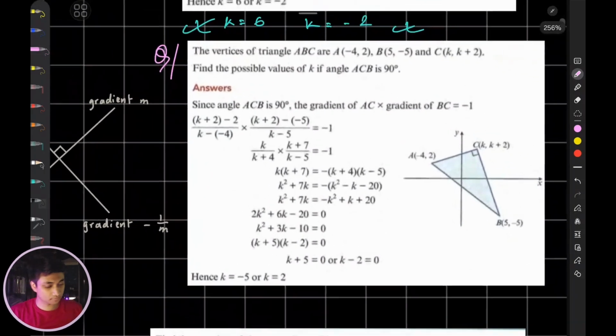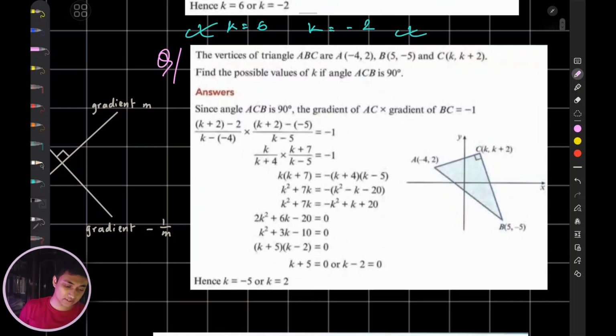For example, in this one, the vertices of triangle ABC are A (-4, 2), B (5, -5), and C (k, k+2). Find the possible values of k if angle ACB is 90 degrees. Therefore, they're telling you that if you draw a line between A and C, and then again between C and B, this should be 90 degrees. That is, when you connect all the dots, it's going to be a right angled triangle.